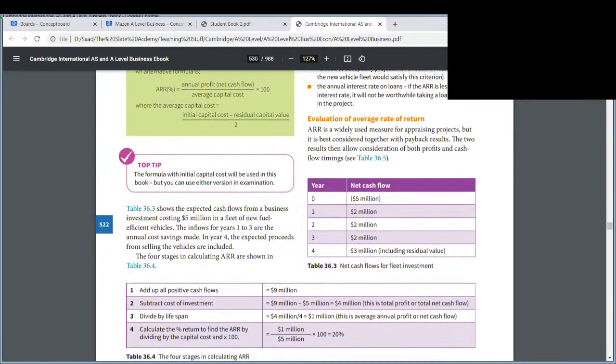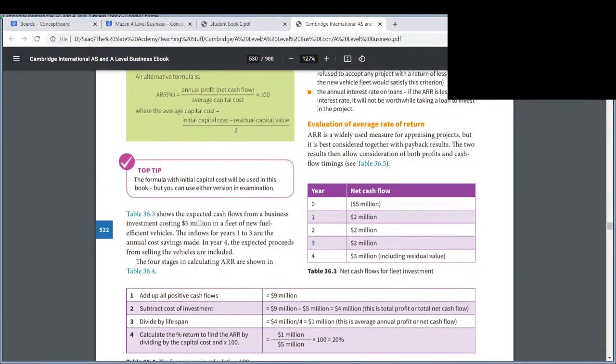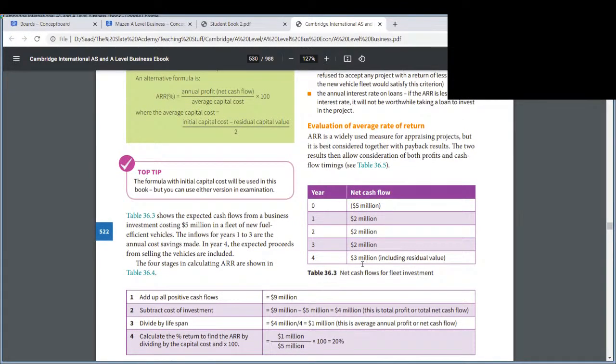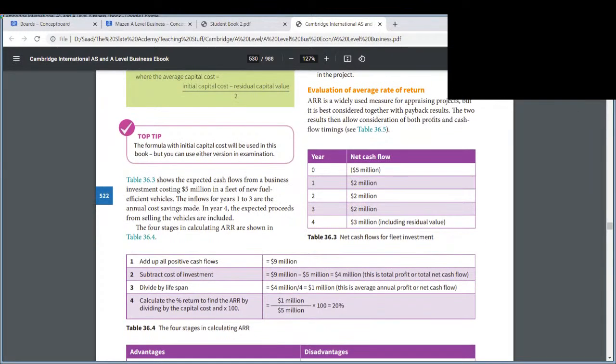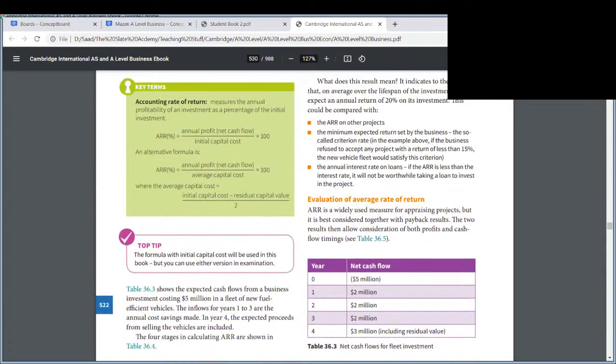Here they have given the inflows and outflows. So you will just take this 5 million that is given at the start of the project, including the residual value, and take half of it for average capital. But you need not worry about this, because in your case you would be given the capital cost, so you won't have to calculate average.